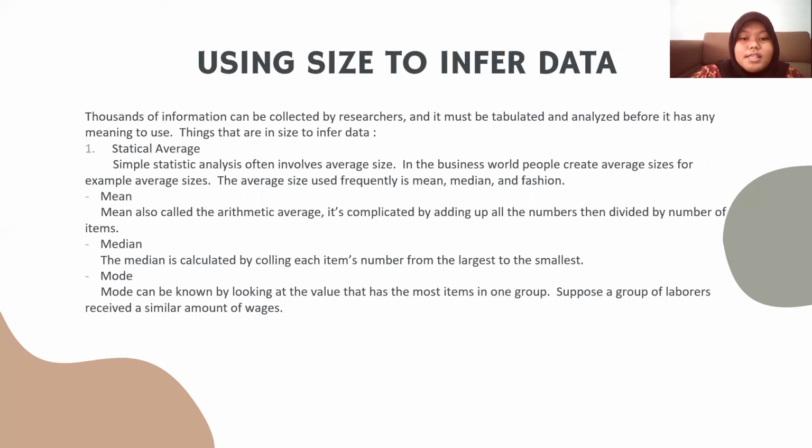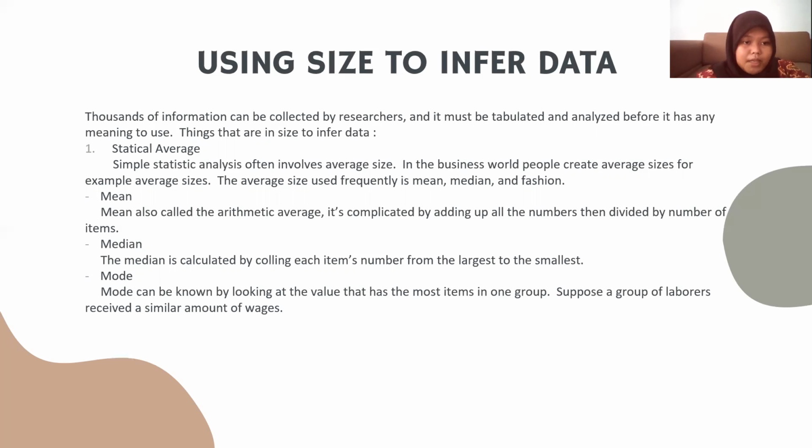Next is using size to infer data. Thousands of pieces of information can be collected by researchers, and all must be tabulated and analyzed before the information has any meaning to use. There are things used to summarize data. One is the statistical average. Simple statistical analysis often involves average size. In the business world, people use an average size, for example, the average size of sales. The average sizes used frequently are mean, median, and mode.